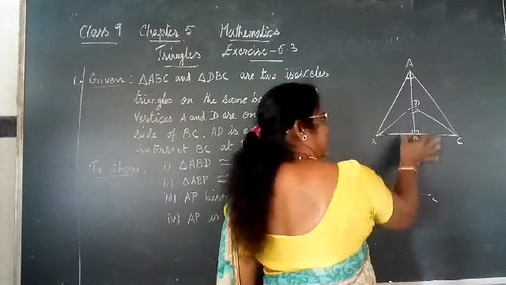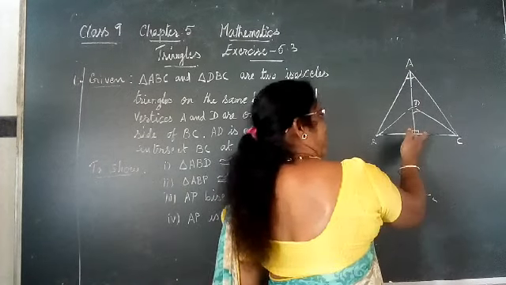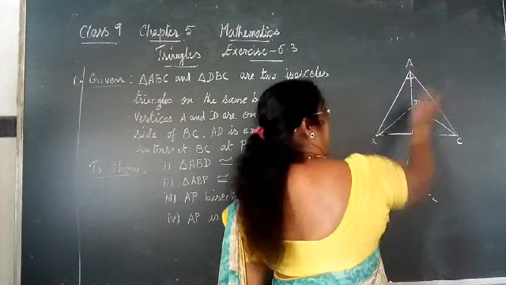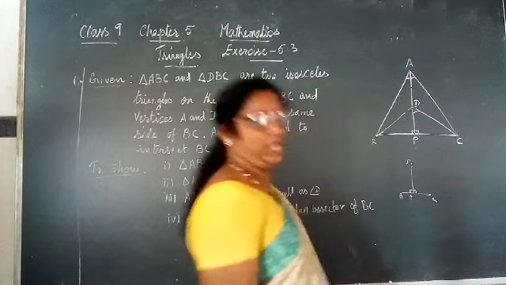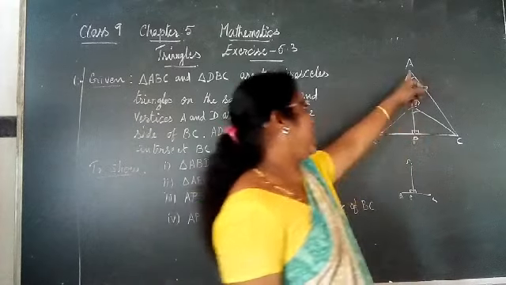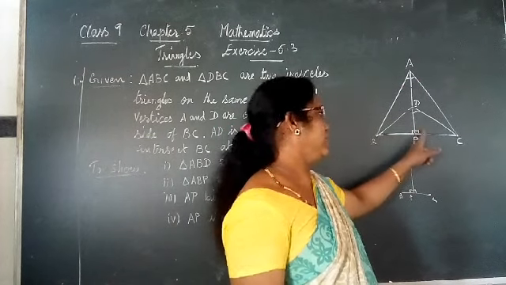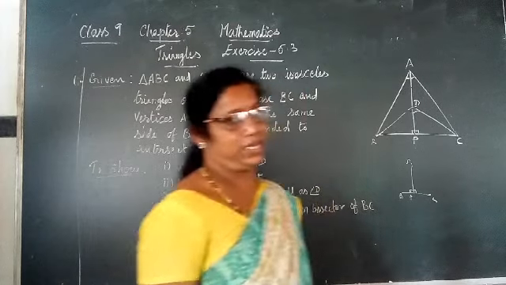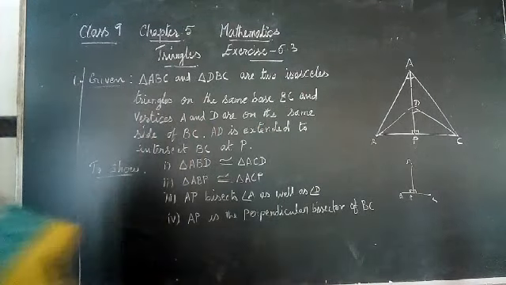When the two triangles are congruent, then the line AP bisects angle A and angle D, so the two angles are equal here and here. And also the line AP is perpendicular to BC, so here the two angles are 90 degrees. We have to prove all these given statements.